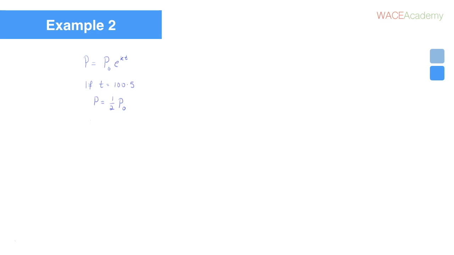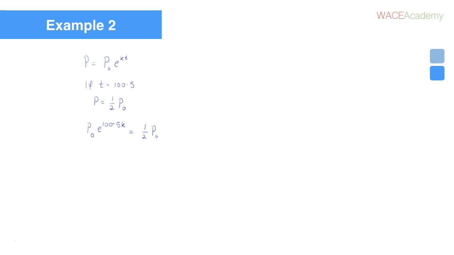Here, we're going to use the one thing we do have an exact value for, which is the half-life of the substance. So that means that if we were to substitute t equals 100.5 into our equation, the resulting mass, that is P, would be half of the original amount, so P0 over 2. If we set this out in an equation, we get P0 times e to the power of 100.5k is equal to P0 over 2.